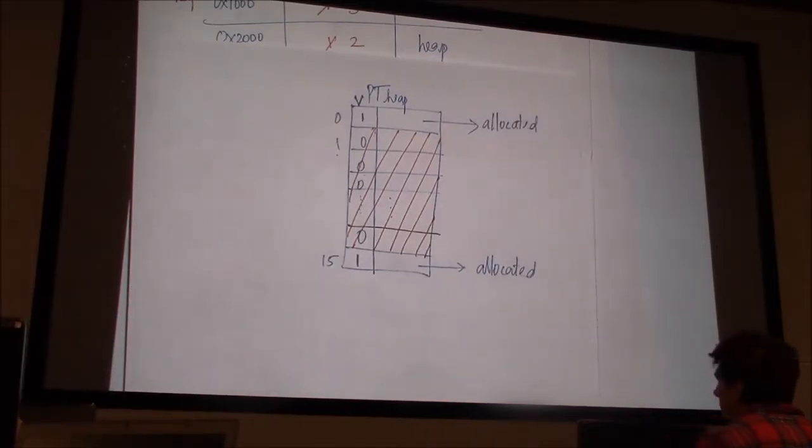So the next idea is splitting this page table into page size chunks, and that is called multi-level page tables. We can take a break right now, and then we'll come back and start discussing that.